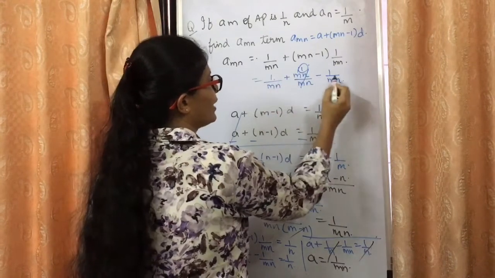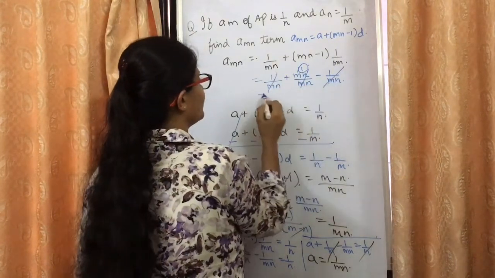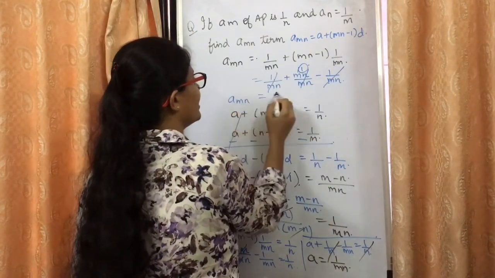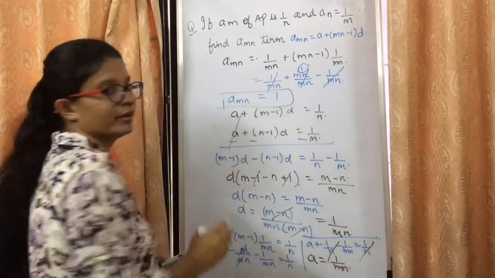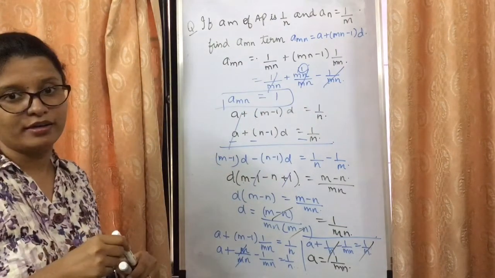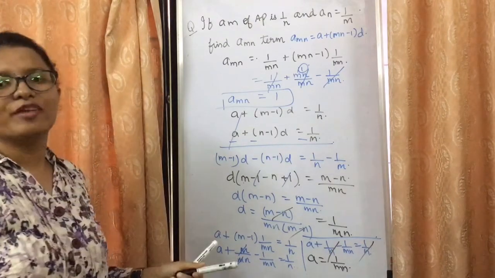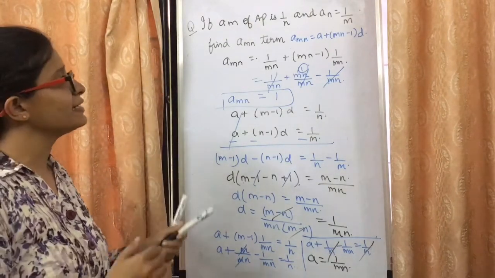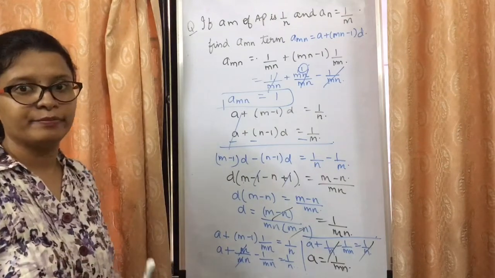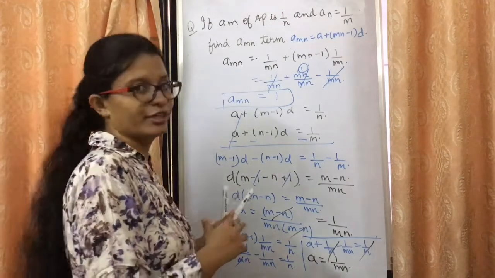1 by mn minus 1 by mn will get cancelled out, and you will get the answer for amn as 1. So this was one of the important questions, but it's very simple. If you go step by step, you can solve it very easily. I hope you must have understood it.